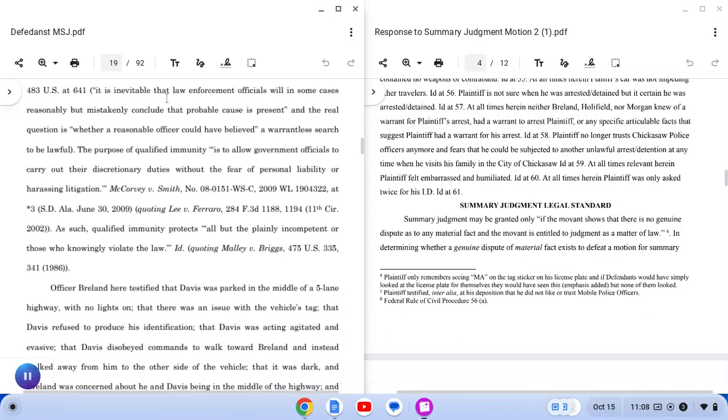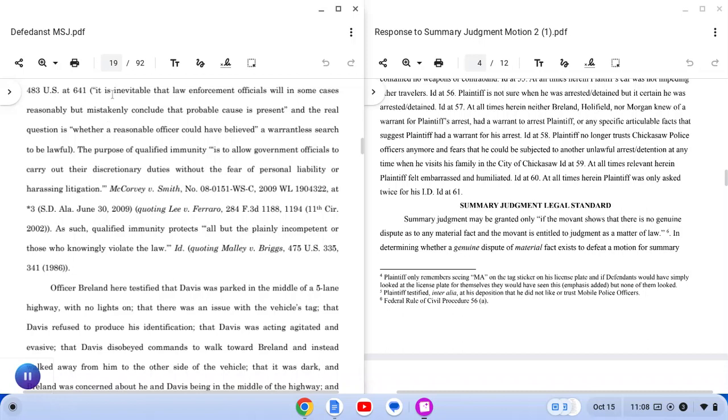It is inevitable that law enforcement officials will in some cases reasonably but mistakenly conclude that probable cause is present. This is how they get immunity, y'all, when they violate the Fourth Amendment, just to let y'all know, because they can violate the Fourth Amendment and still get immunity if they act reasonably, even though they acted mistakenly. That's how they do it, y'all.